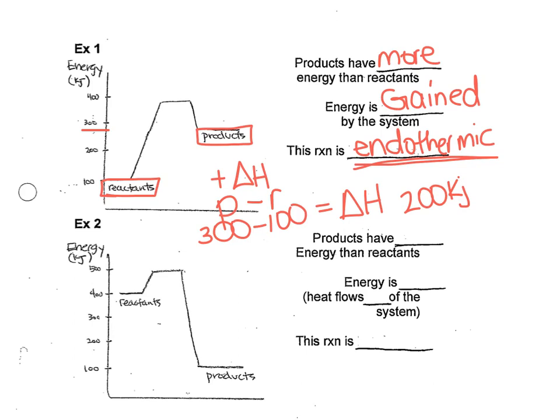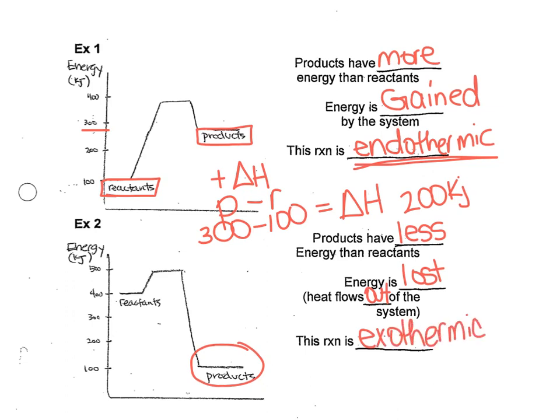Example 2 is the exact opposite. Our products here have less energy than the reactants, and so energy is lost out of the system, or it flows out of the system, and this would be an exothermic reaction. And so this reaction will feel warm to the touch because we'll feel the energy coming out of the reaction.